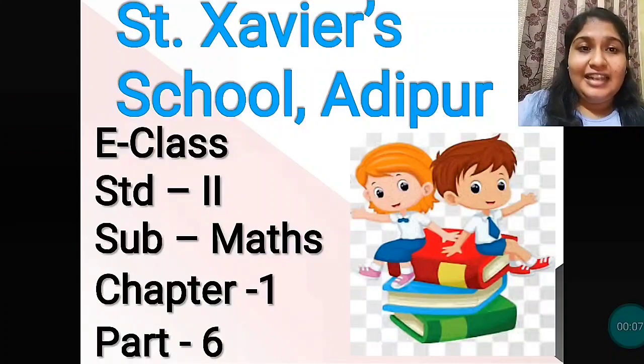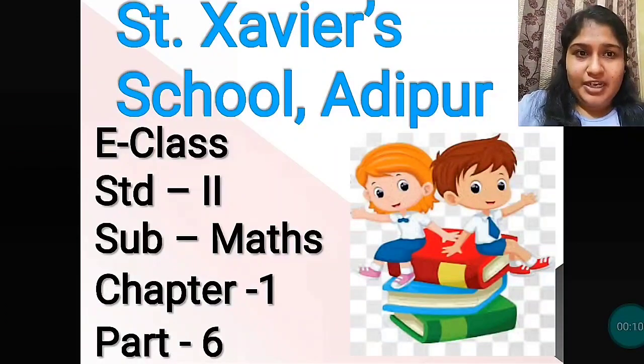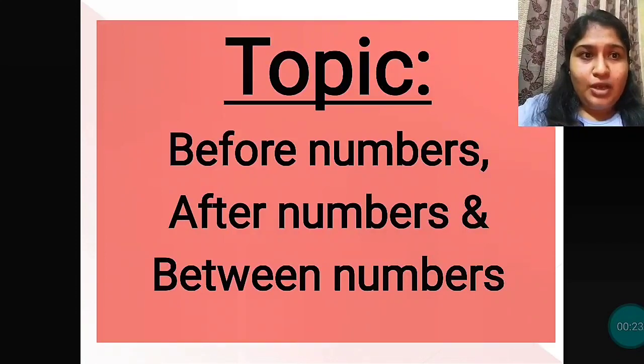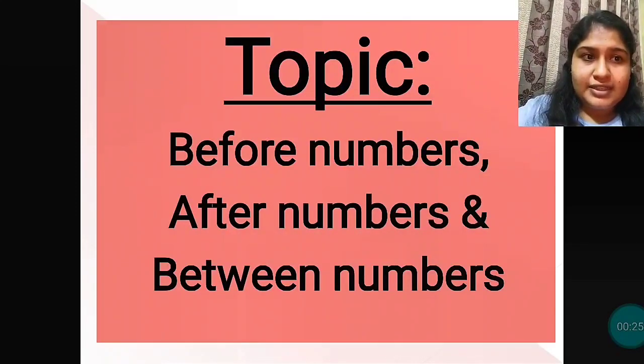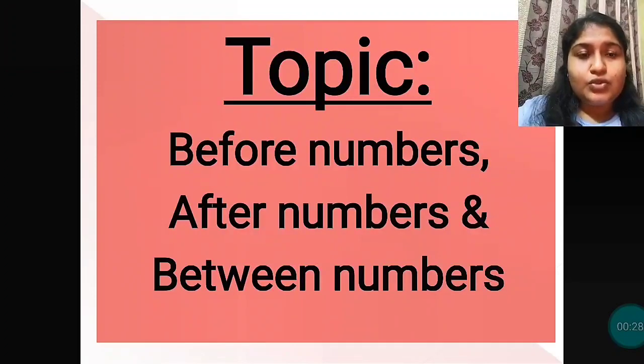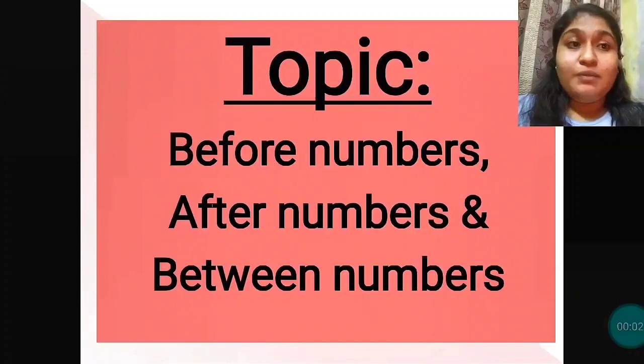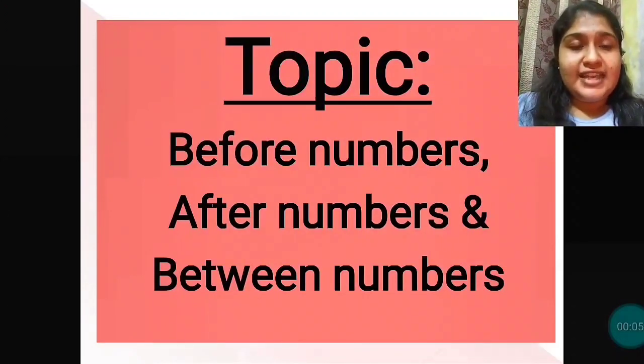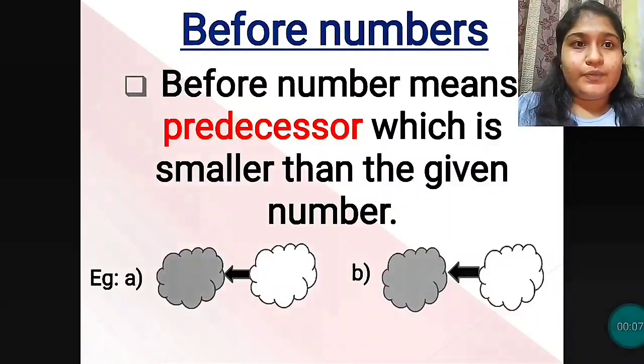So, in the last class, we completed number names from 201 to 500. In today's class, we are going to start with part 6, and the topic is before numbers, after numbers and between numbers. So students, in today's class, we will understand about before numbers, after numbers and between numbers. So let's start with the before numbers. First, we will understand the meaning of before numbers.